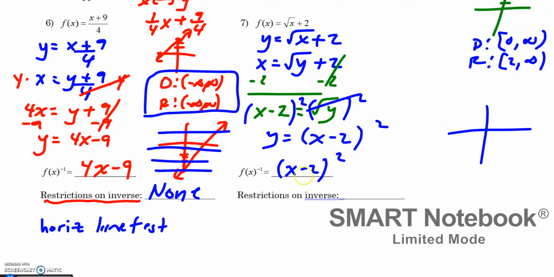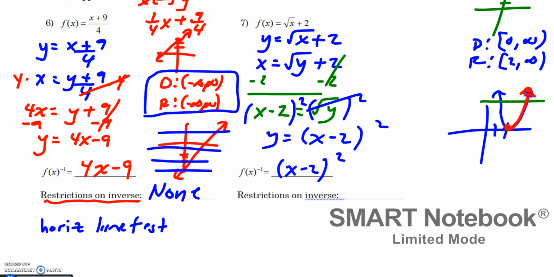This is a parabola that is shifting 2 to the right. So if I drew a quick little sketch, this is what it would look like. Does a parabola pass the horizontal line test? No, it doesn't. So I have to only pick a piece of this graph. For instance, I could take this red piece of the graph only, and if I ignore this piece here, this red piece would pass the horizontal line test. So my restrictions would have to do with this piece.